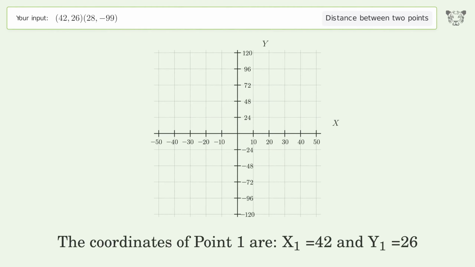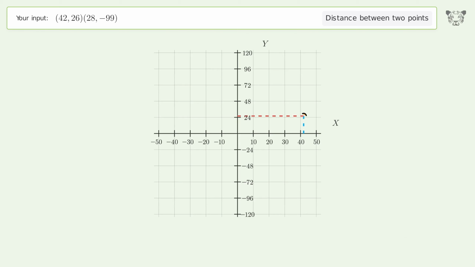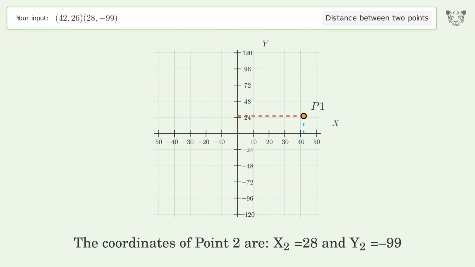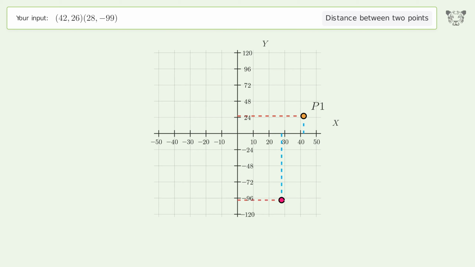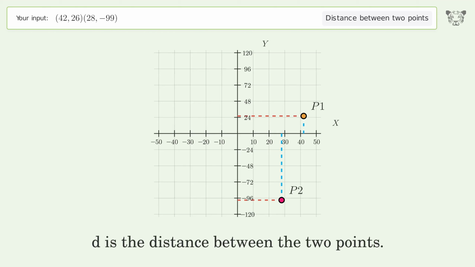The coordinates of point 1 are x1 equals 42 and y1 equals 26. The coordinates of point 2 are x2 equals 28 and y2 equals -99. D is the distance between the 2 points.